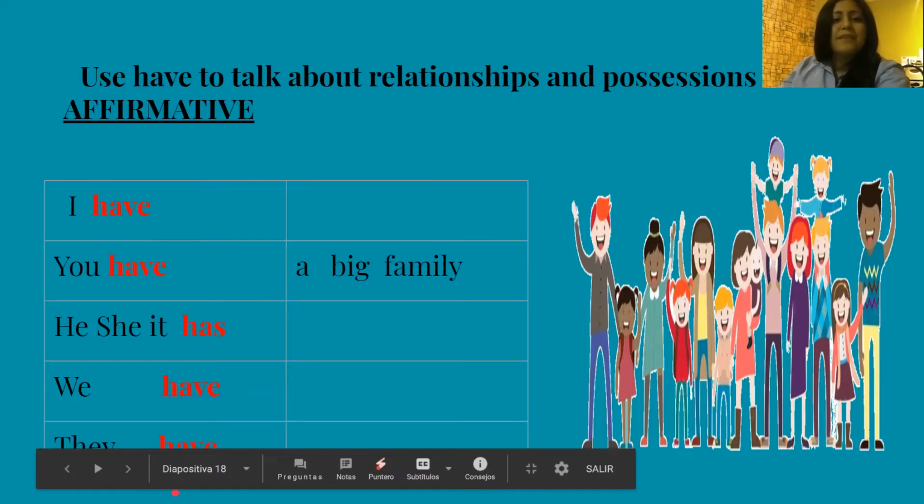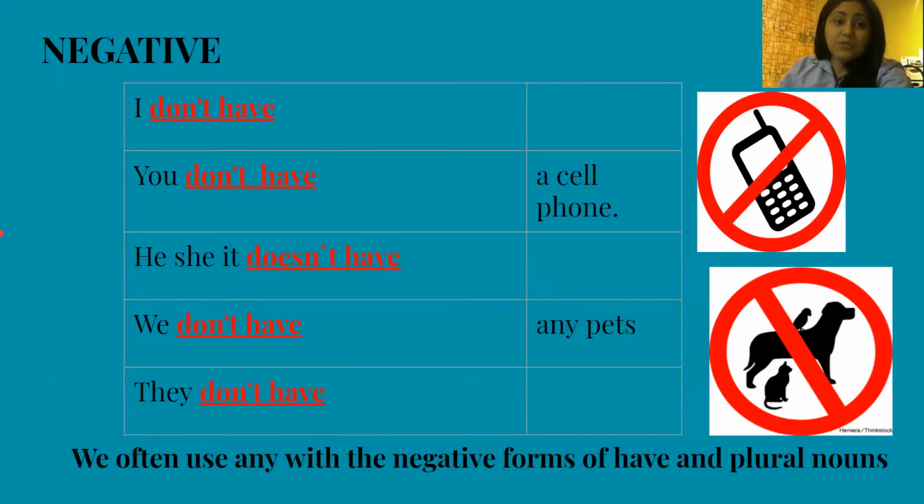Affirmative form, okay? In negative form, you have to use don't, okay? I don't have. For example, I don't have a cell phone. You don't have a cell phone. He, she, and it doesn't have a cell phone.